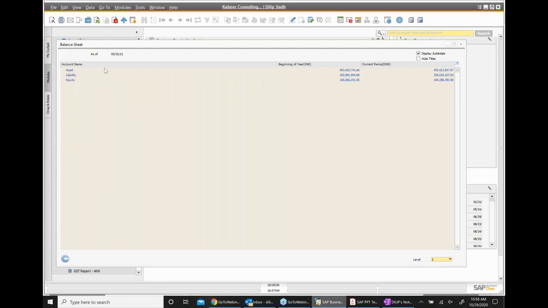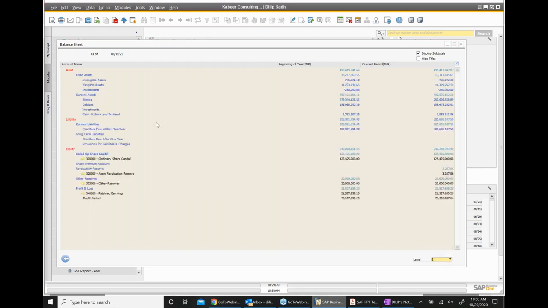So assets, liabilities, equity, label 1. This is label 2: assets, fixed asset, current asset; liability, current liability, long-term liability; this is my equity, share capital, premium account, whatever. Then we go to label 3. See the label 3? In the liability, you have current liability, creditors due in 1 year, and long-term liability, creditors due after 1 year.